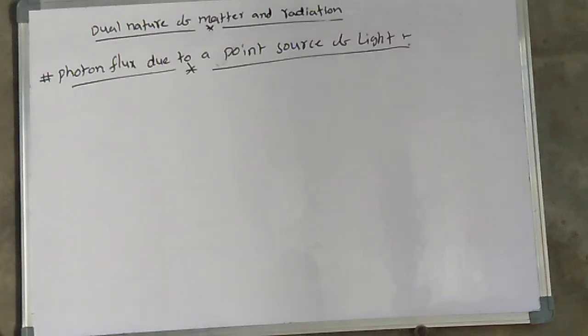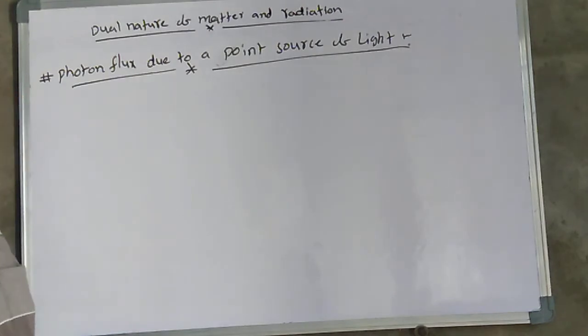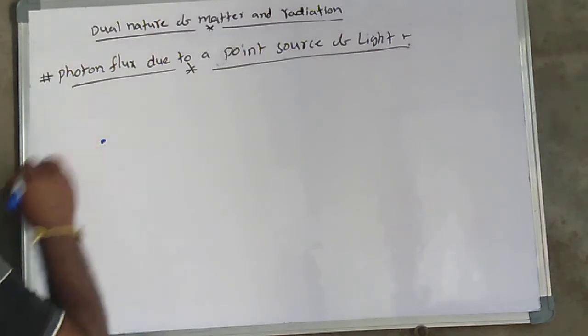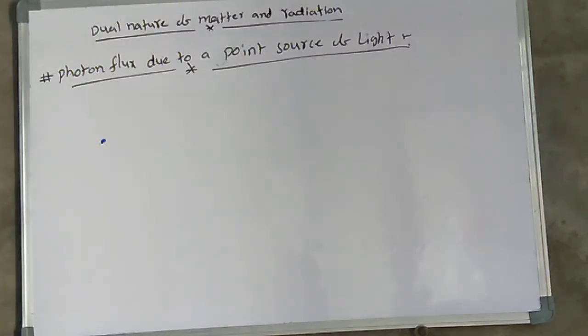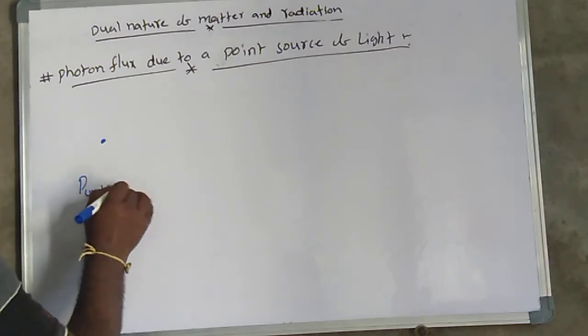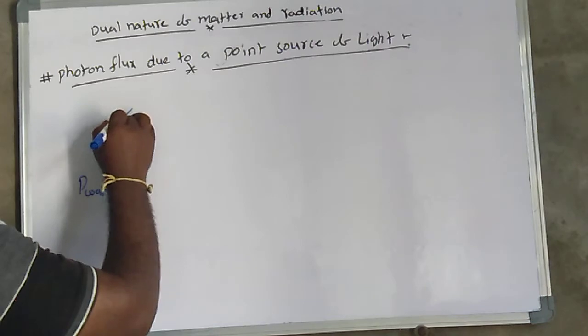Another important topic: photon flux due to a point source of light. Let us consider this is an isotropic point source. Here P is the power in watts.